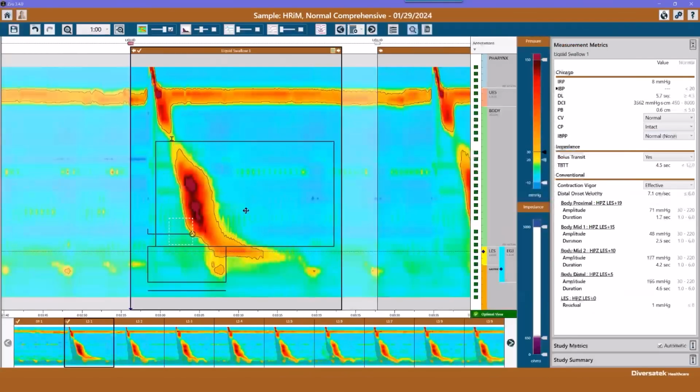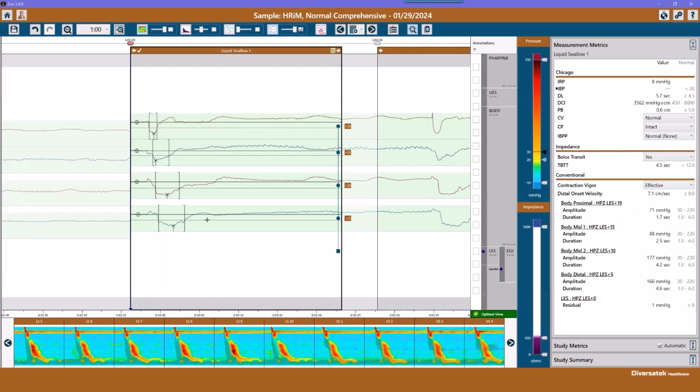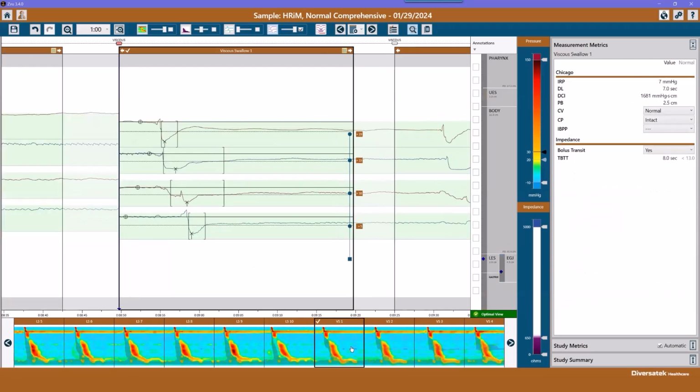In this swallow, there is no inner bolus pressure, so the value remains blank, and the IBPP, the inner bolus pressure pattern, is normal or indicates that there is none. Bolus transit is analyzed on liquid swallows as always. The same goes for the viscous swallows, where only bolus transit is analyzed.